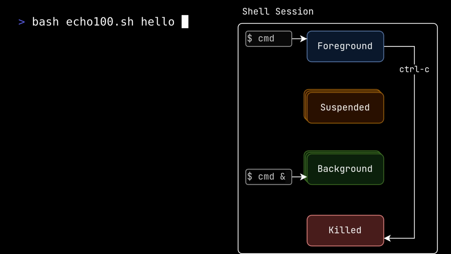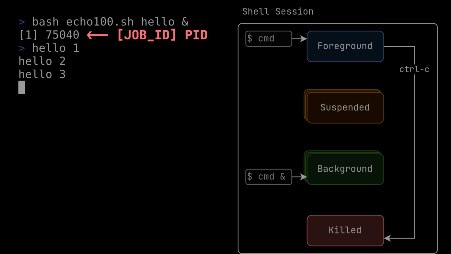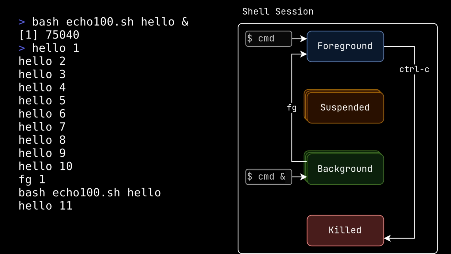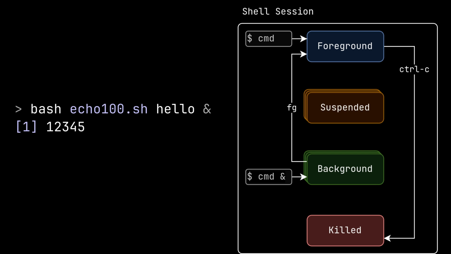But if you run a command followed by an ampersand, it will start as a background job instead and it will show its job ID and PID. In this state, the job is still running, but it's not interactive. You can bring this background job to the foreground by running the fg command followed by its job ID. Also, if you are done with the background job, you can kill it by its PID without bringing it to the foreground first.